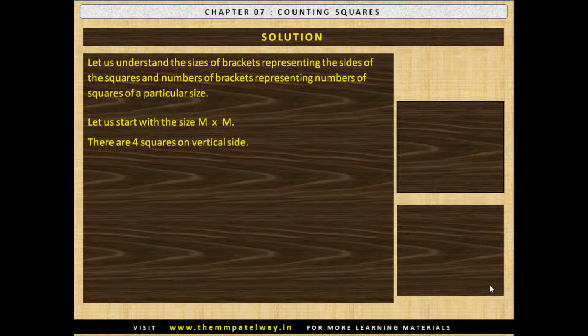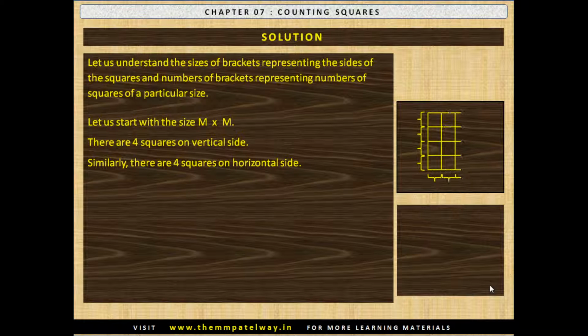There are 4 squares on the vertical side. Similarly, there are 4 squares on the horizontal side. Hence, the m into m squares will be equal to 4 into 4, that is 16.